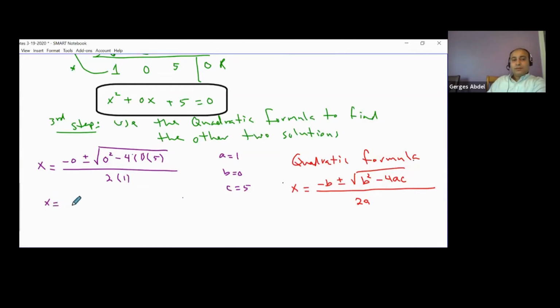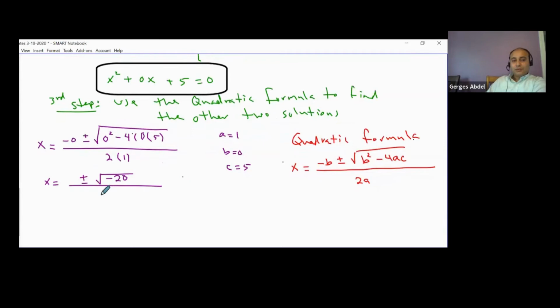So that gives you x equals negative 0, which is the same as just 0, plus or minus the square root of negative 4 times 5, that's negative 20, divided by 2. Okay? Now your final answer will be either or. x equals the square root of negative 20, and because there's a negative inside the square root, it's going to be i from the outside, square root of 20 divided by 2.